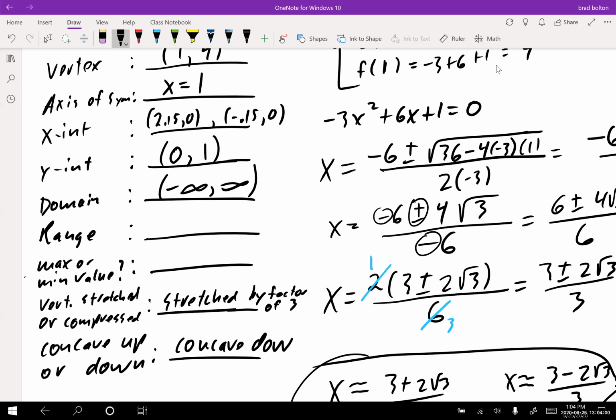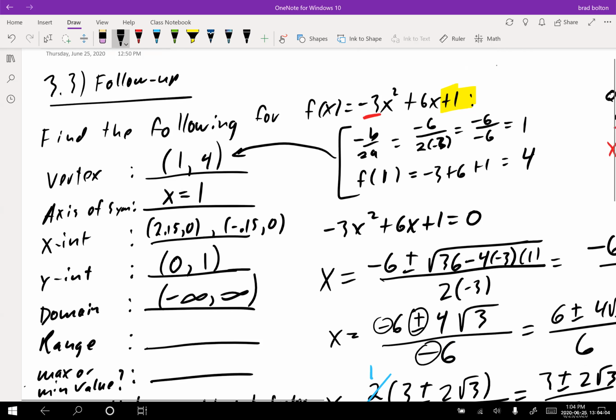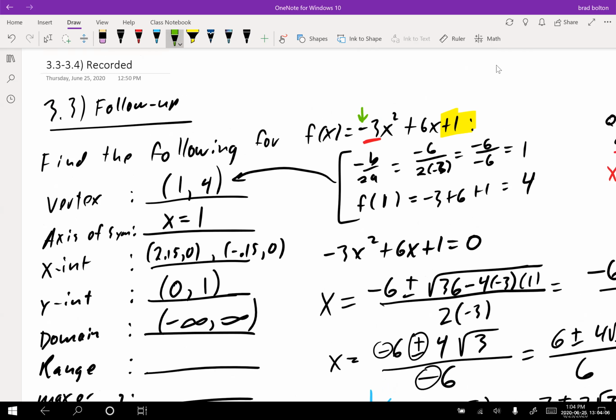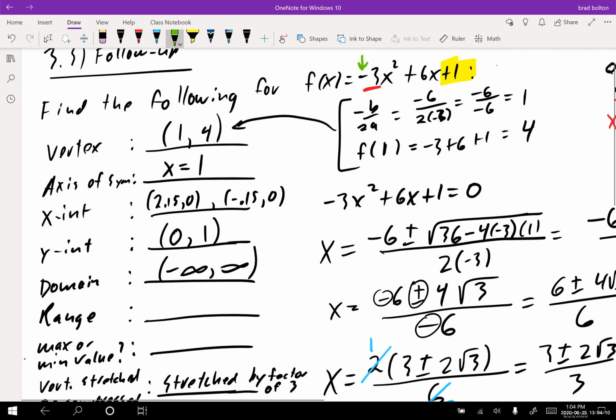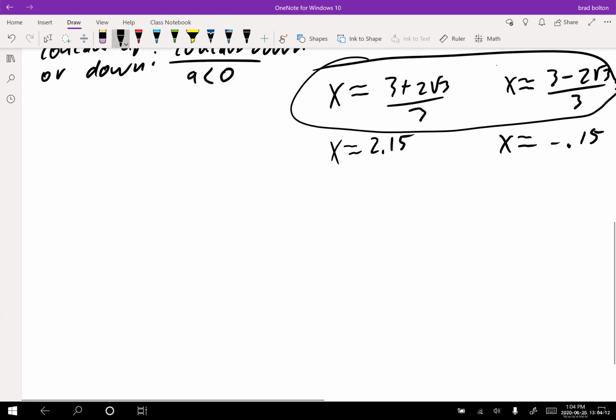And then we know that it is concave down, since a is less than 0, right? Because a is negative right there, we know that this is concave down. So the only thing left we need is the range and the max, and you'll see why I waited on those. So let's do this.